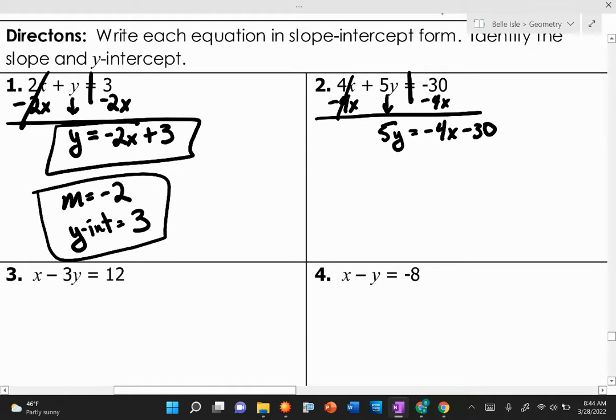Okay, now we have 5y on the left side. We need to get rid of the 5. You have to ask yourself, what is the 5 doing to the y? They're being multiplied, so I need to divide. I'm going to divide this whole side by 5.